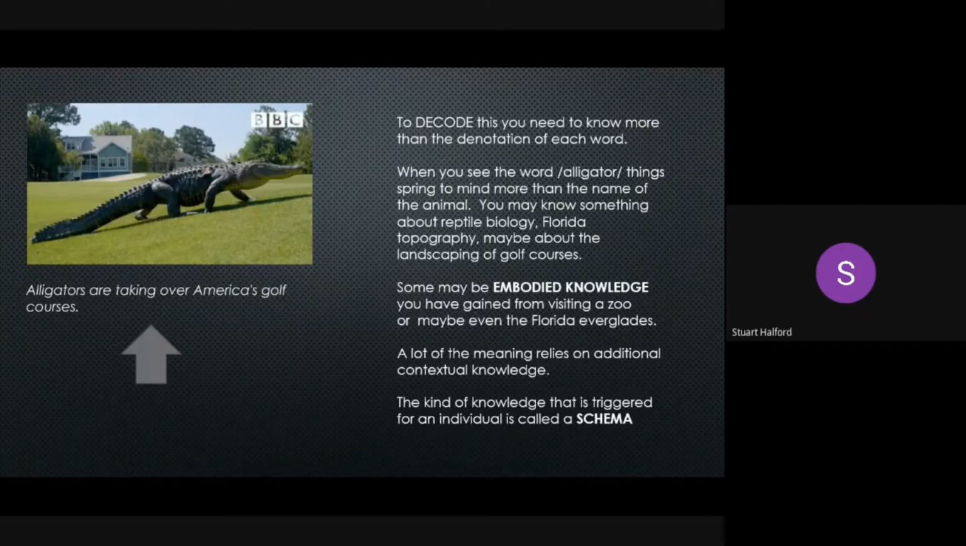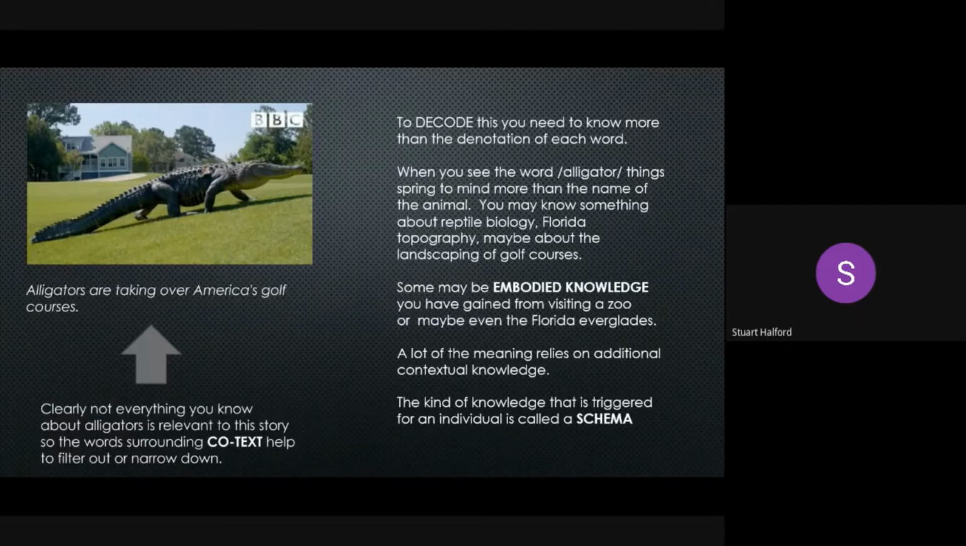So in this instance then, what we're using is the cotext, the words that are around alligator. Clearly not everything you know about an alligator is relevant to this story. You don't need to know an alligator's body temperature. You don't need to know their reproductive habits. You don't need to know their food source, unless that happens to be golfers. So we narrow down the meaning. We take the context of what this language is appearing in and around to narrow down the meaning.